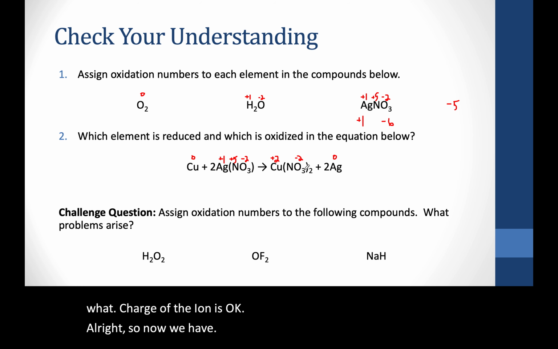Okay. All right. So now we have a total of how many oxygens? We have 3. Times 2 is -6. Okay, which means -6. And we got a 2 plus from copper.